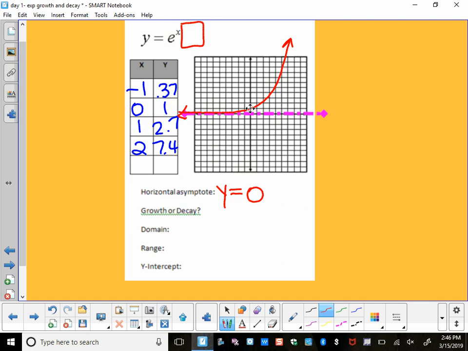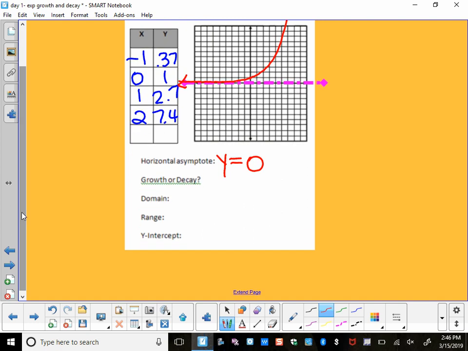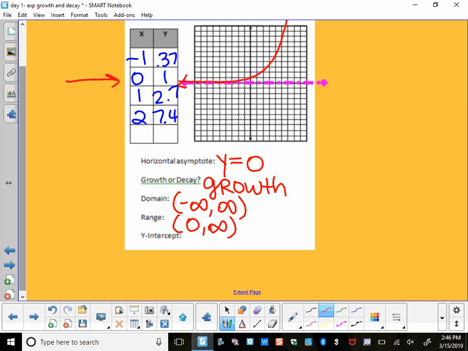Growth or decay? Growth, because I'm going away from the asymptote. My domain. My range. 0 to positive infinity. And my y-intercept is 0, 1. You guys got that one?